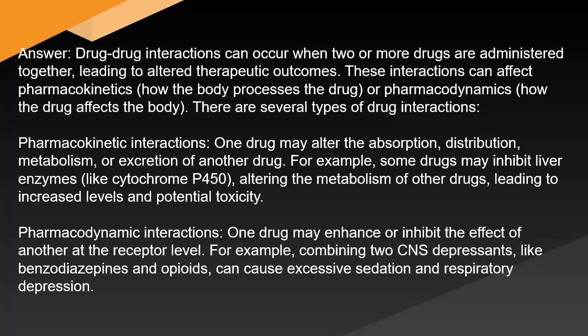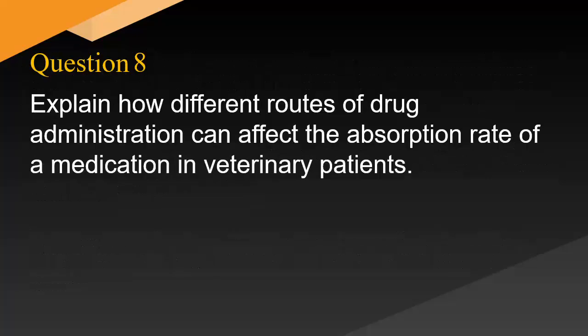Pharmacodynamic interactions. One drug may enhance or inhibit the effect of another at the receptor level. For example, combining 2 CNS depressants like benzodiazepines and opioids can cause excessive sedation and respiratory depression. Explain how different routes of drug administration can affect the absorption rate of a medication in veterinary patients.